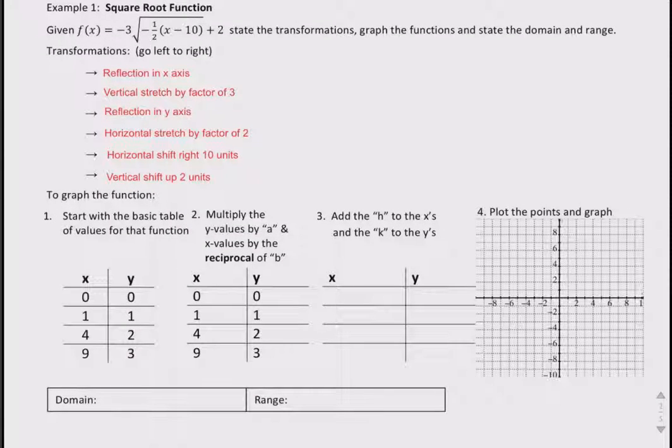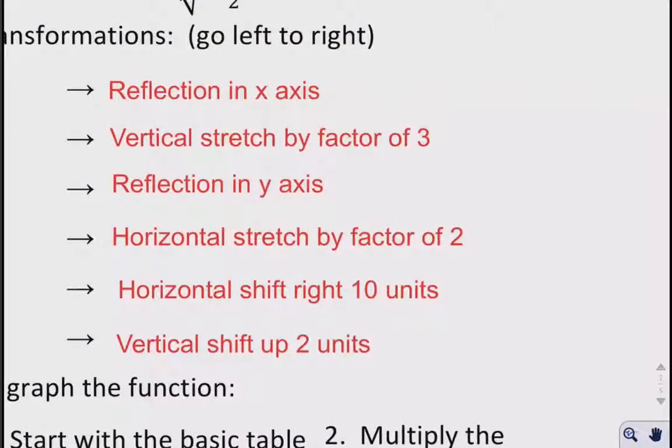Okay, so we're looking at example number 1. It's called the square root function. And we want to graph the function we have in front of us given a certain number of transformations. So to save time, I've listed all the transformations right here. Feel free to copy them into your own notes, or just print this out and you have them all listed there for you.